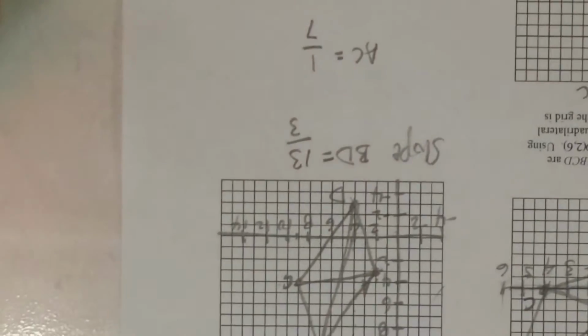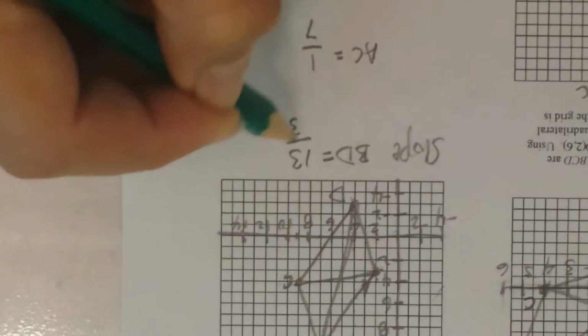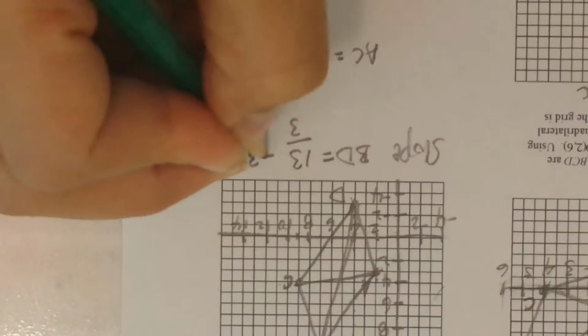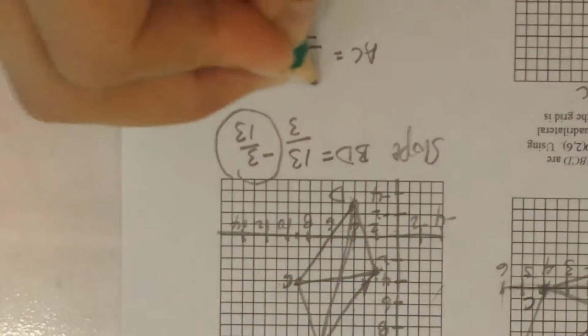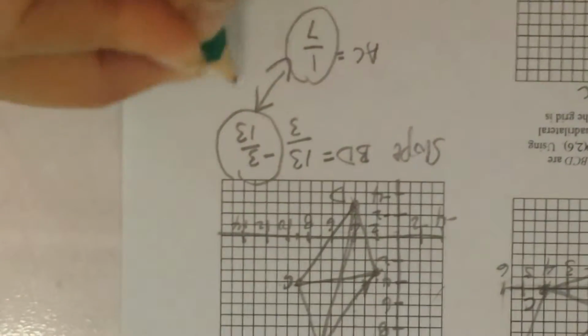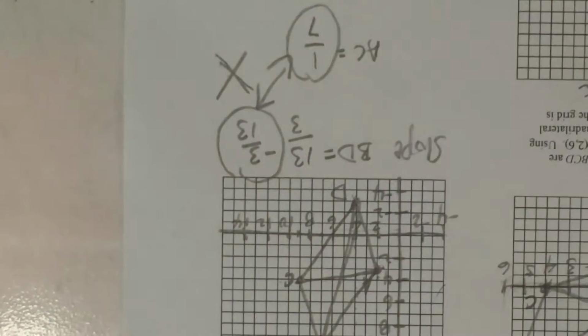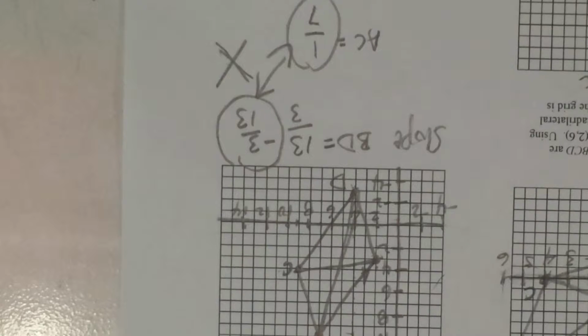All right, pick one, doesn't matter. Let's pick this one. Flip it, so it's going to go 3 over 13. Change the sign. Is this slope equal to this slope? No, because they're not equal, the diagonals are not perpendicular, therefore it is not a rhombus.